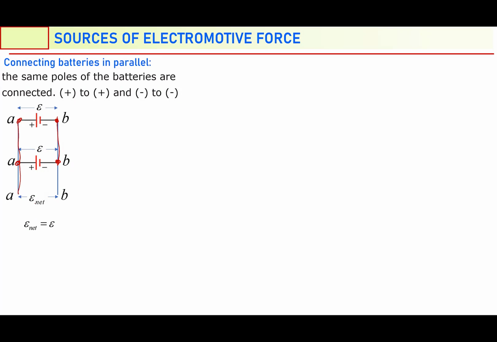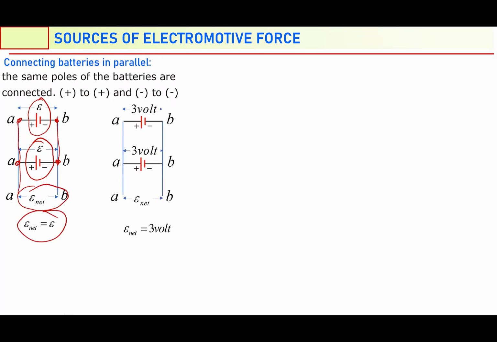In connection in parallel, there is no change in EMF values. EMF value of the first battery is E. EMF value of the second battery is E. Net EMF between these wires is again E. There is no increase, there is no decrease. So for example, look at this one. First battery has an EMF value of 3 volts. Second battery has an EMF value of 3 volts. The net EMF of this circuit is going to be 3 volts as well. There will be no increase, no decrease. Yani, in parallel connection, you don't make a change in EMF value.